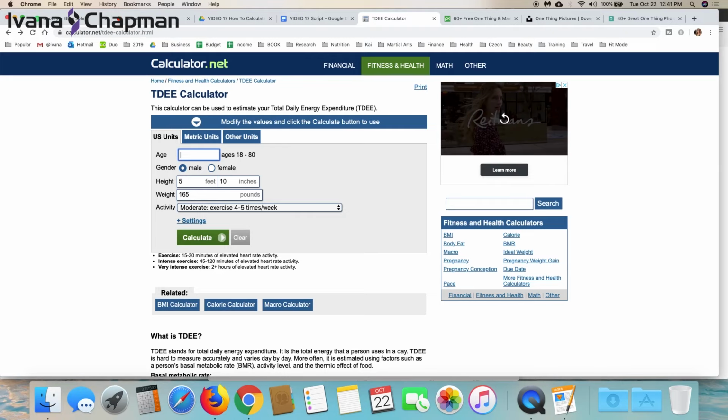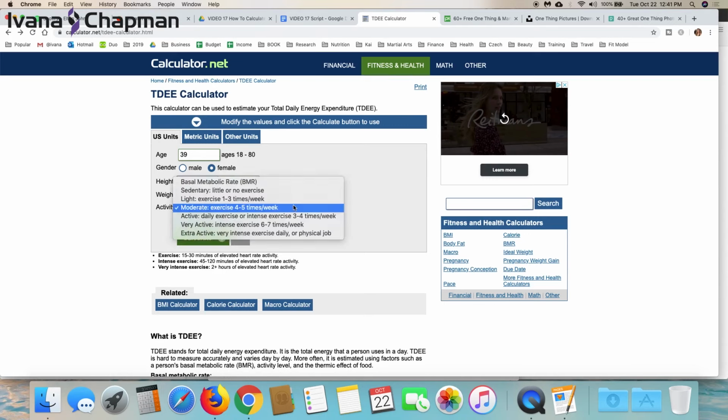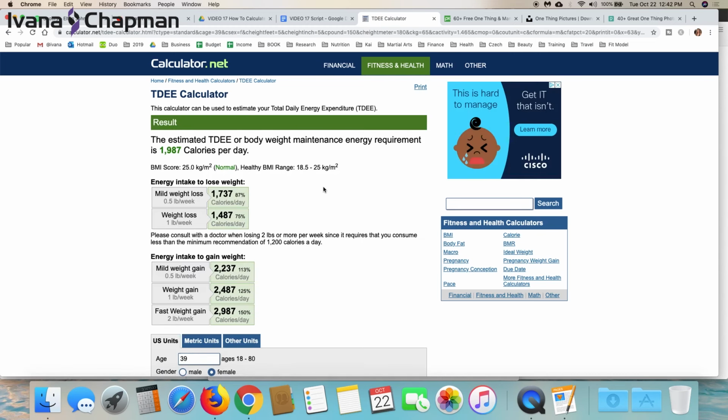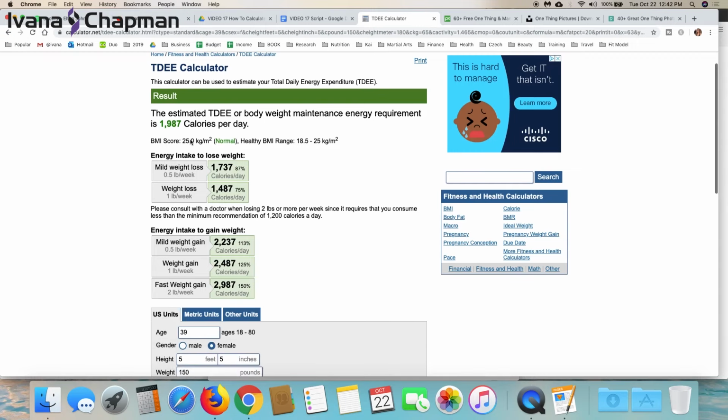So we've got our female who's 39 years old. I'm just going to switch this over. She's 5 foot 5. And we said she's 150 pounds, and we're going to assume her exercise level is moderate. So she's exercising 4 to 5 times per week. And we're going to calculate. And this TDEE calculator does everything for you. So her TDEE, the maintenance calories, will be just under 2,000 calories.